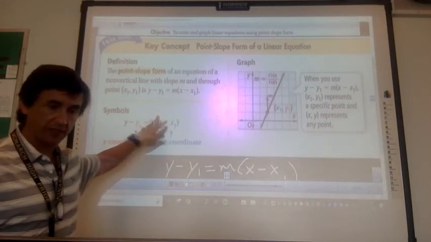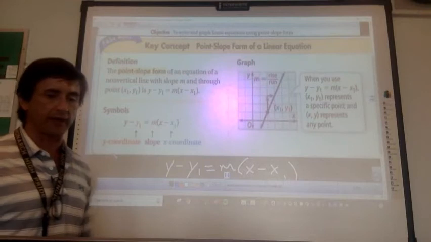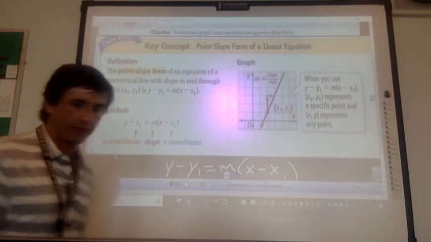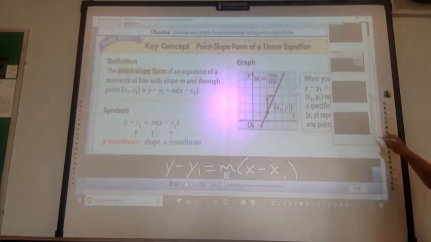Another memory strategy, second memory strategy, is just writing it like 10 times in a row, and you'll probably have it memorized if you do that. Okay? So let's go back to our slide.